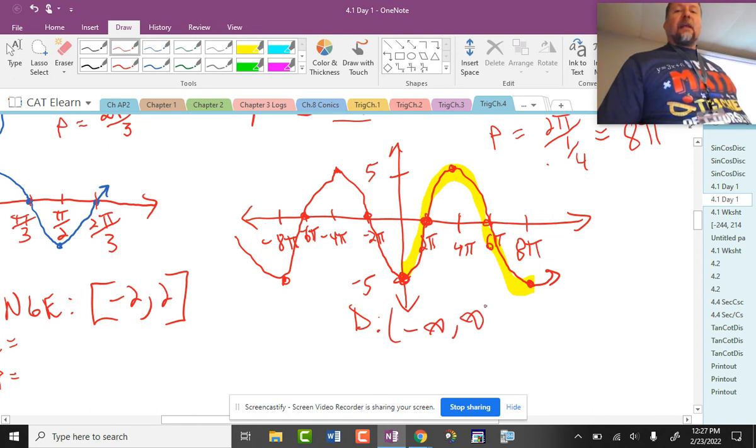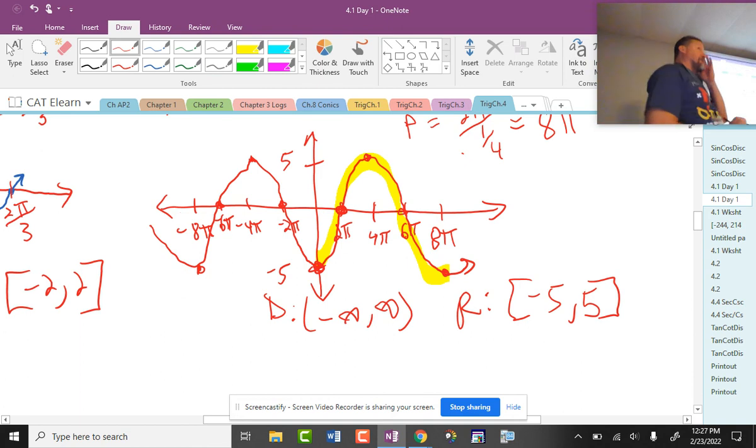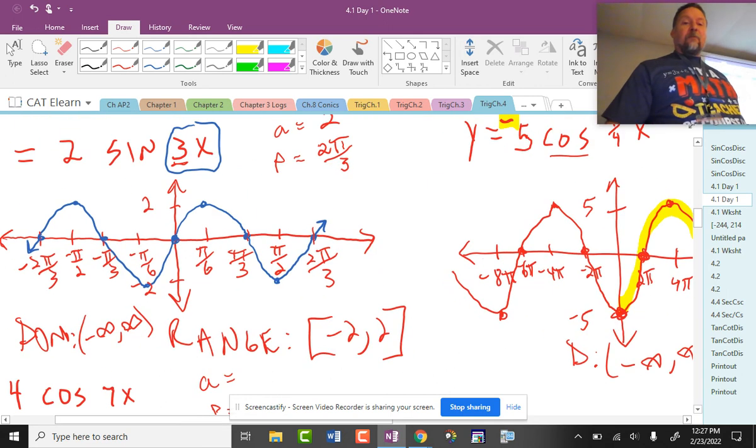Wait till you get to tangent, cotangent, secant, and cosecant. Things change. The range, this one goes from 5 to negative 5. So that's how you have to write it. And it does include the 5 and negative 5 because those are hit as values. But I really wanted you to see, like this one, I really like this one.